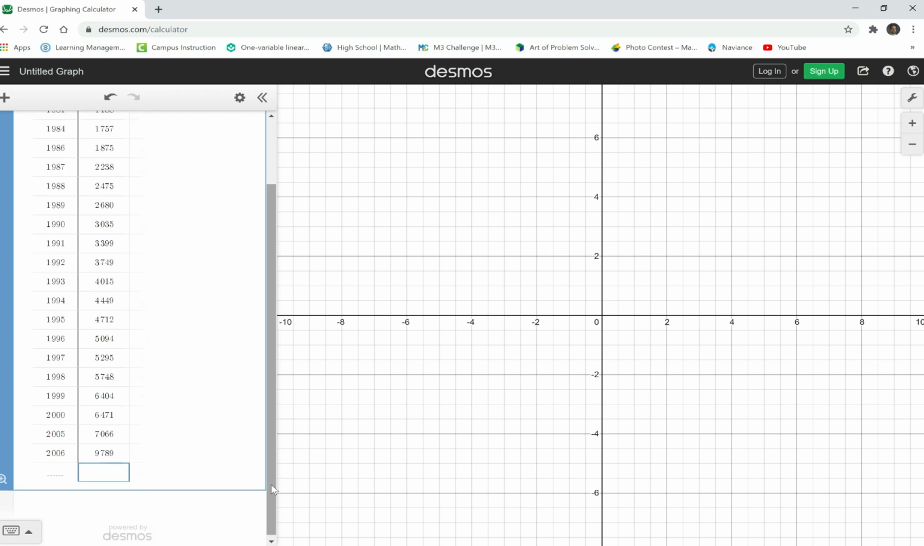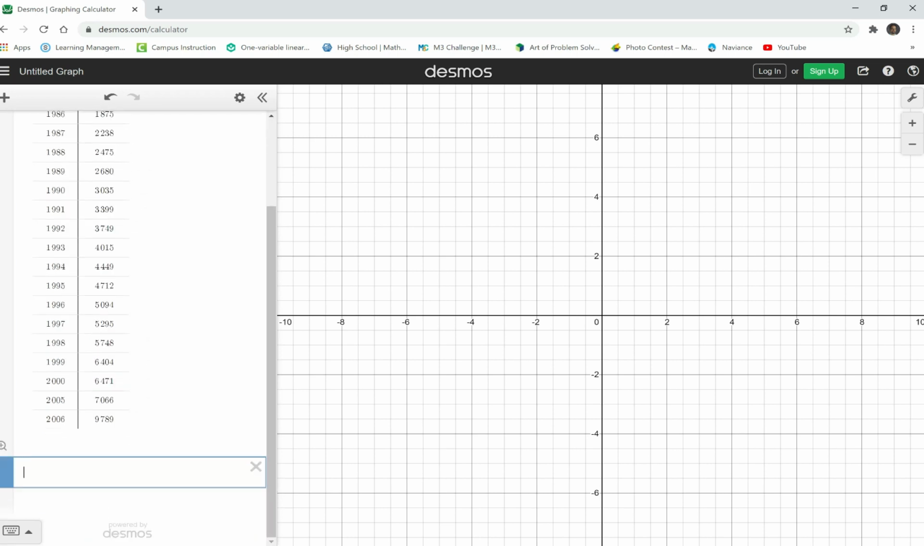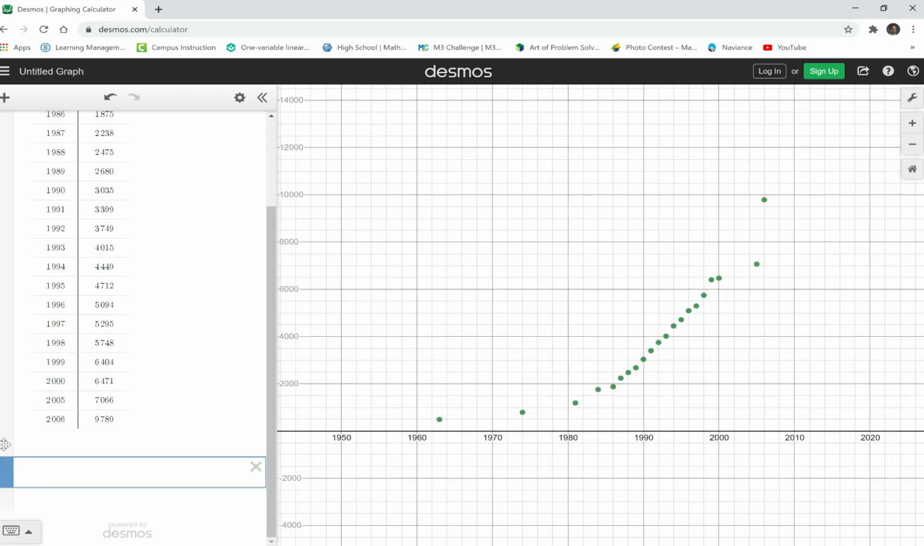Okay, as you can see, we can't see any of the data in our list. So what we're going to do is click this magnifying glass and we'll be able to see all the points that we just plotted.